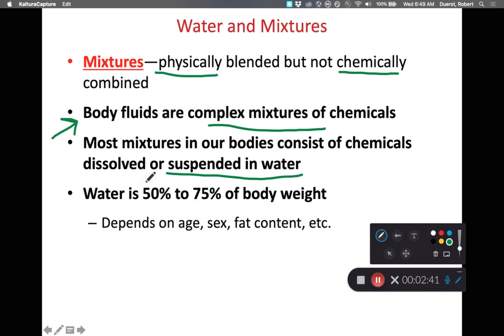When we look at water, depending on our age and our body fat composition, it could be 1/2 to 3/4 of our overall body weight. So age, sex, and fat content, generally speaking, the more fat you have, the more water. Females will have more water than males, and young people will have more water in their bodies than old people.